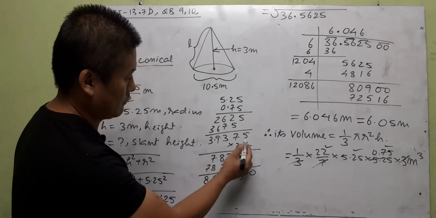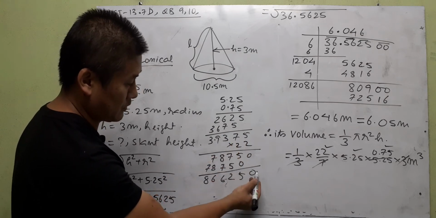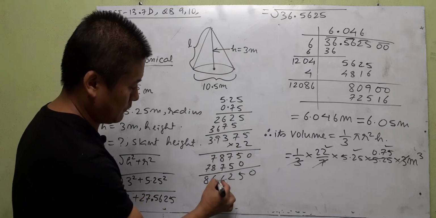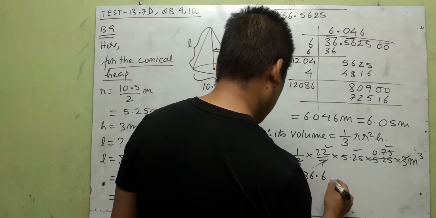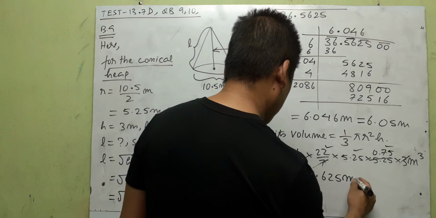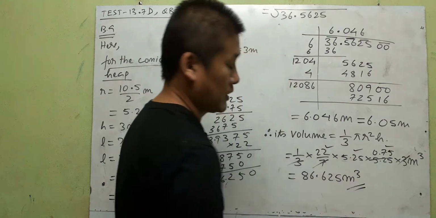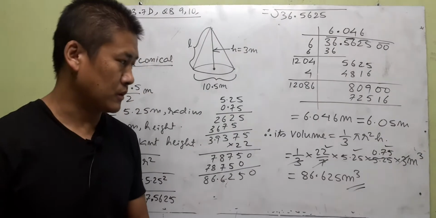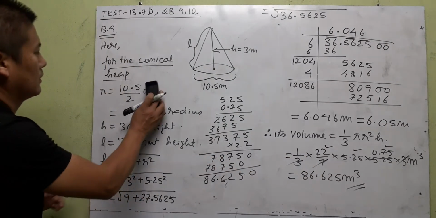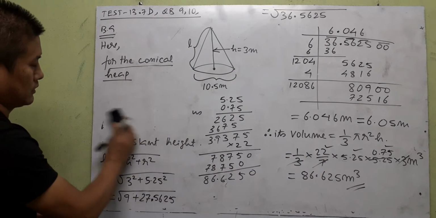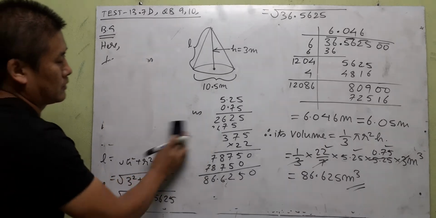Here 8. 1, 2, 3, 4 decimal places. So this is 86.625 meter cube. Better keep it like this without taking approximation, because the textbook answer is also like this. That is the first answer. Then the second answer, let's see what the question is telling us.